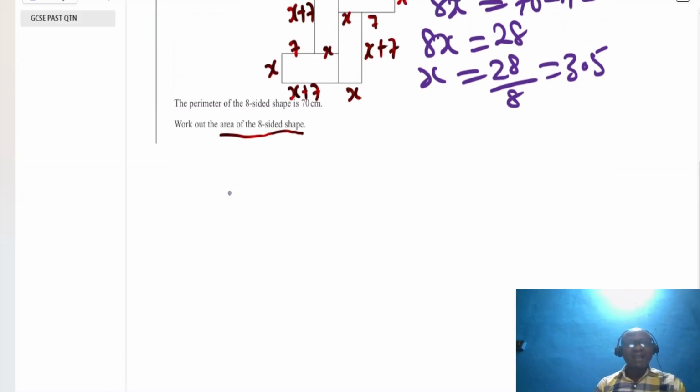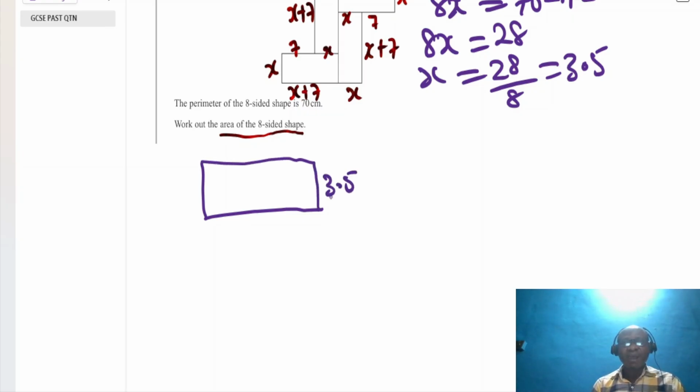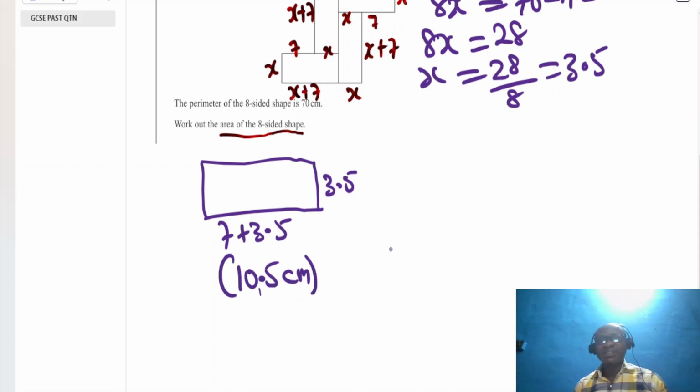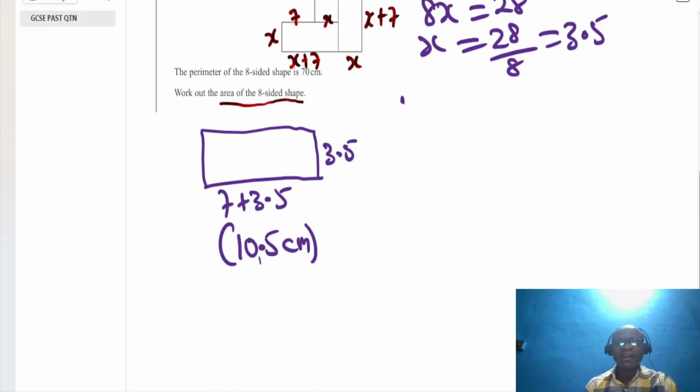So therefore, in the rectangle that is given to me, the width now is 3.5, whereas the length is going to be 7 plus 3.5, and that is going to be 10.5 centimeters. Now that I know that, the question said that I should find the area of the shape. The work now is becoming easier. Why? Because I know the dimensions of the rectangle. The x was the issue, but now that I have found that unknown using the algebra method, I can put in the formula for finding the area of a rectangle.